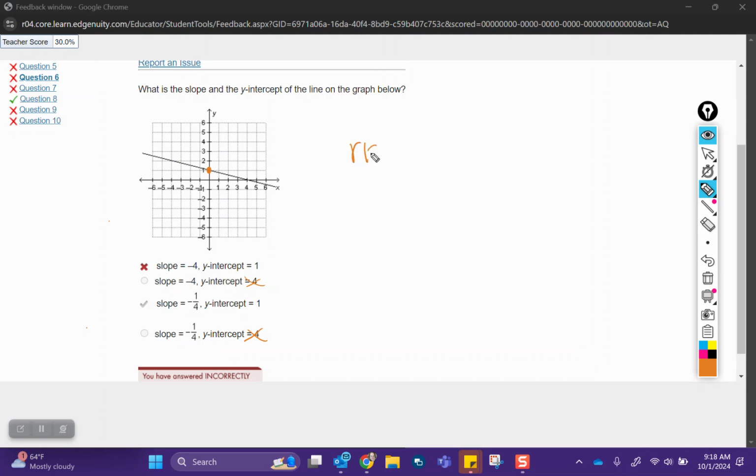Remember that slope is rise over run, so you need to count how far you go down and then how far you go left or right to get over to the line. So if I go down 1 and I go over 1, 2, 3, 4, I went down 1 over 4, and it is negative. So there's the correct answer.